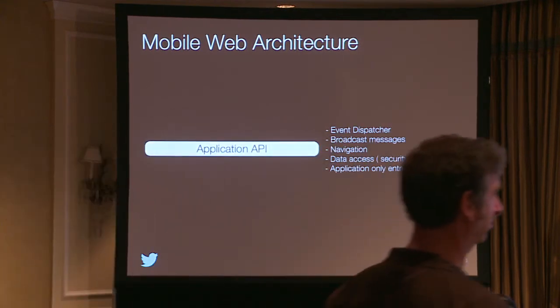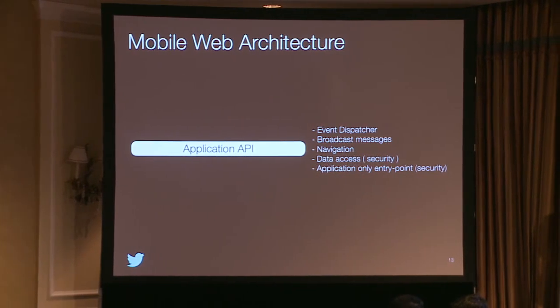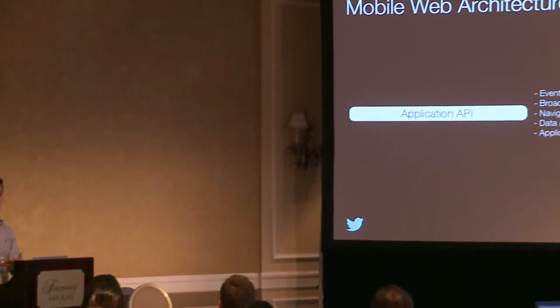Then the next layer of our architecture is the application cache. This one is an event dispatcher. It takes events from views, from widgets, from modules, and dispatches them to everyone that is subscribed to those events. It's very much like a DOM model, just with fake events, not real DOM events.